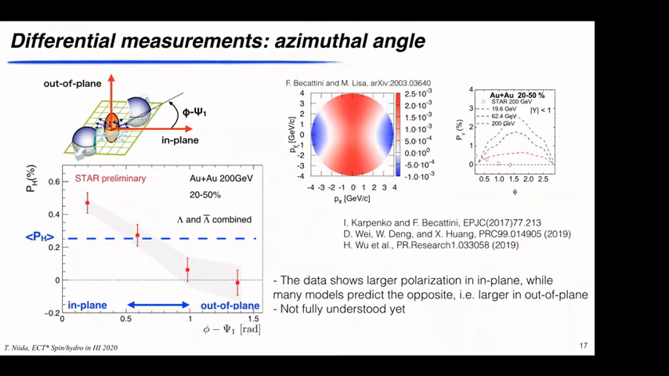Another thing is the azimuthal angle dependence. So polarization measured in plane and also out of plane. The data shows a larger polarization in the in-plane direction than in the out-of-plane direction, while many of the models predict the opposite trend, that is, a larger polarization out of plane compared to in plane, like this. So I think this is not fully understood yet, and there might be some update from the theory talk. But yeah, this is one of the puzzles.